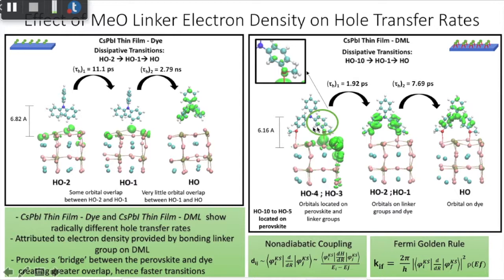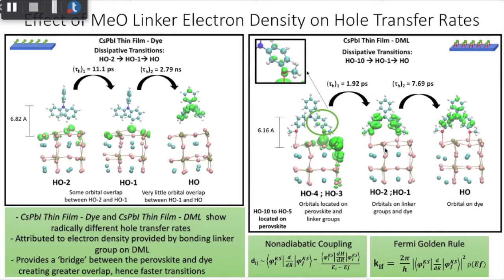Due to this orbital occupation on the HOMO minus 4 and HOMO minus 3 states, we get good overlap between these two transitions, which gives a picosecond transition lifetime. And then from HOMO minus 2 to HOMO, we get a good overlap due to the orbitals on the linker group and the benzene ring. And then here's just on the dye molecule itself. So we get decent overlap between these two states.